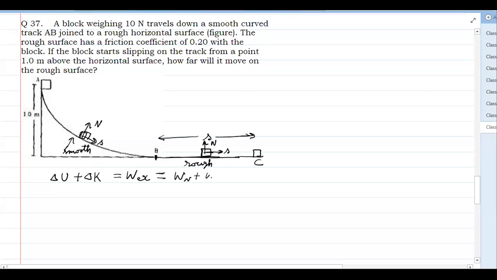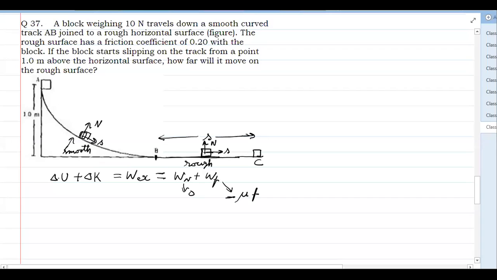Then we have the work done by friction. Friction can do work only after point B, because before B the surface is smooth. So after point B, suppose it travels distance S, we can write the work done by friction as minus mu mg into S. Why negative? Because the object is moving forward and friction is backward.